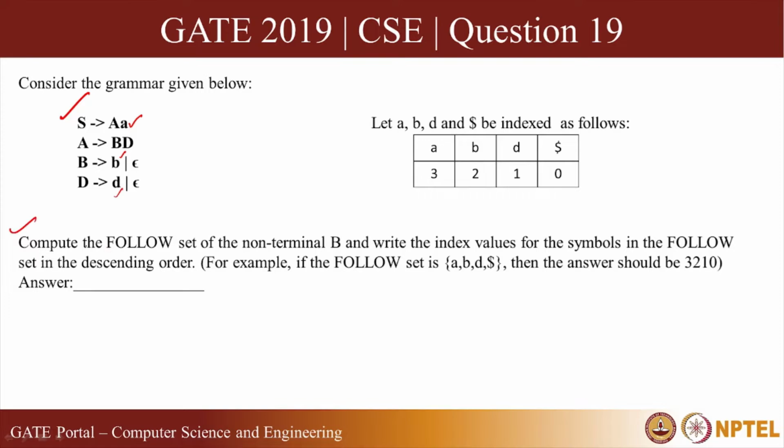The question is asking: compute the follow set of the non-terminal B, and write the index values of the symbols in the follow set in descending order. For example, if the follow set carries a, b, d and dollar, then our answer should be 3 2 1 0, because a has the number 3, b has the number 2, d has the number 1, and dollar has the number 0. So we'll output our result in descending form, with 3 coming first: 3 2 1 0.